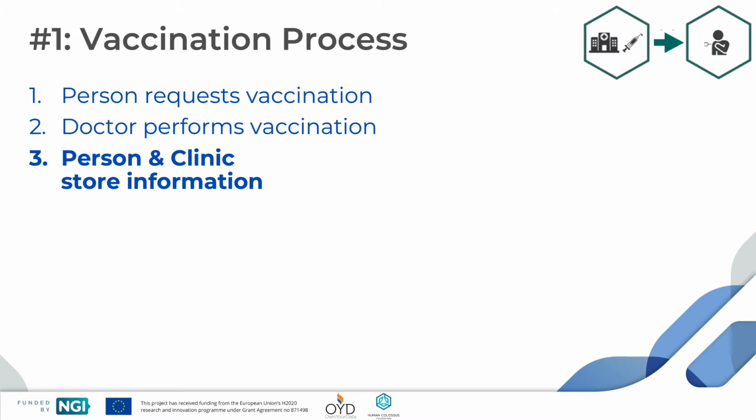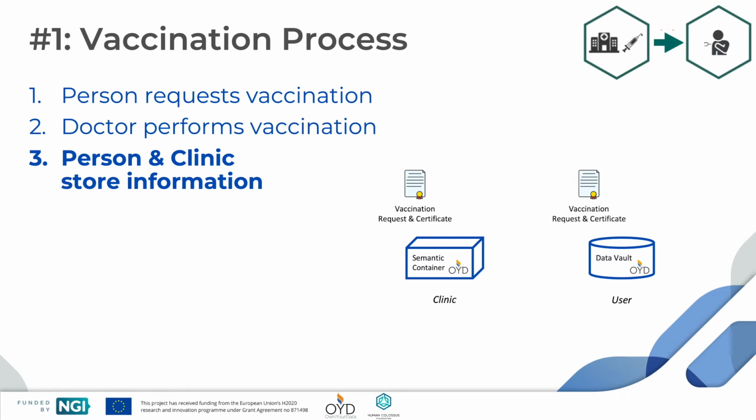In this implementation, the personal data store of the user and the semantic container of the vaccination clinic store the vaccination request and verifiable credential. These locations house machine-readable usage policies to dictate data usage terms, secured cryptographically.